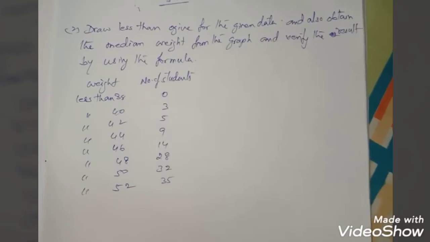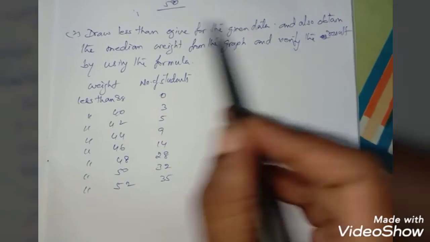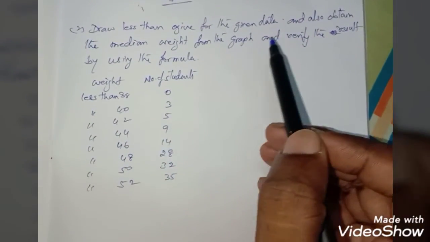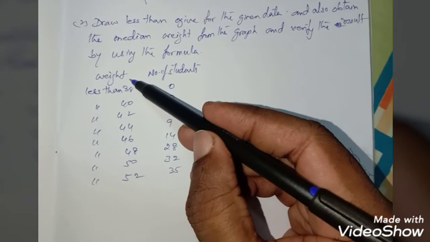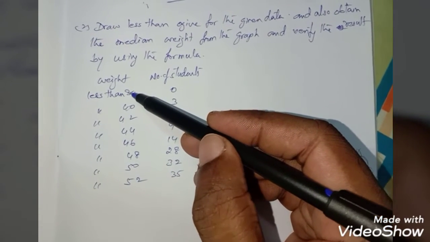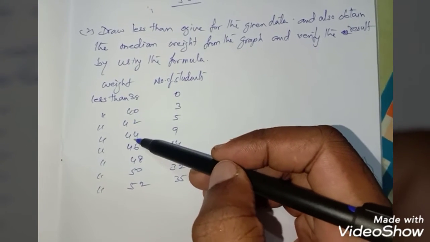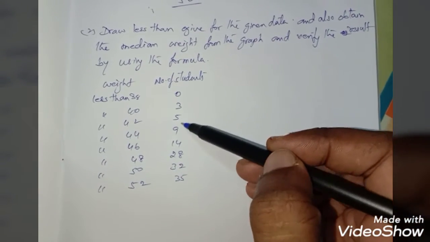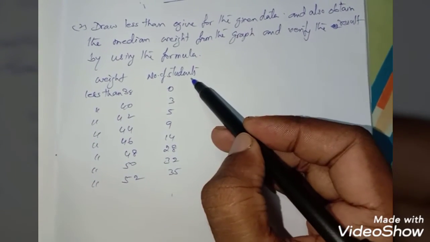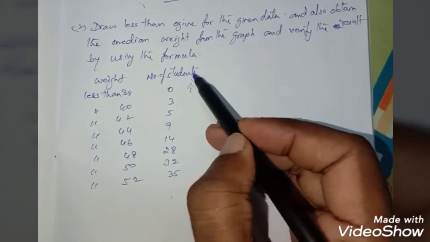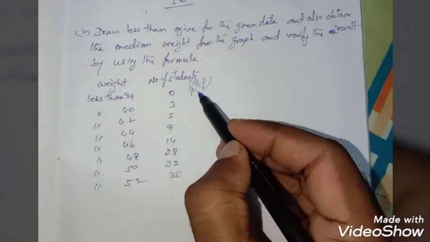Now if I go to the second one: draw less than Ogive for the given data and also obtain the median weight from the graph and verify the result by using a formula. Now here the weight of the particular person is given, that is less than 38, 40, 42, 44 and so on, and the number of students is given, 0, 3, 5 and so on up to 35. Now this is in increasing order, so I can write this one as GCF, right? No, sorry, LCF.